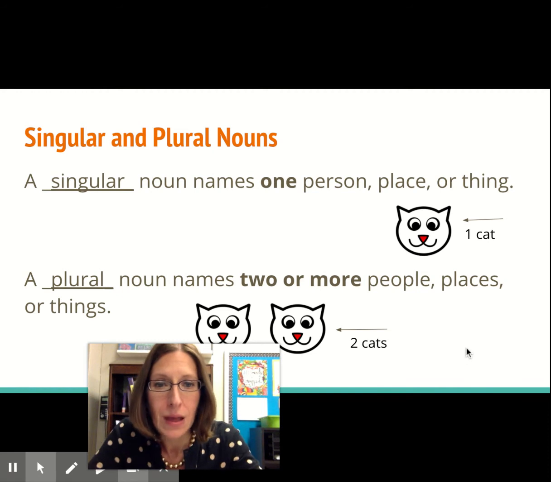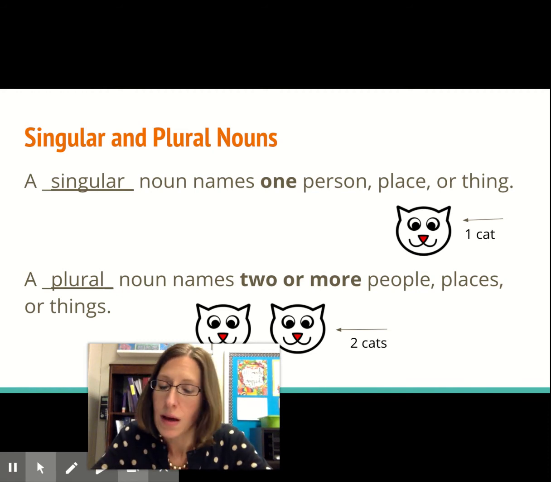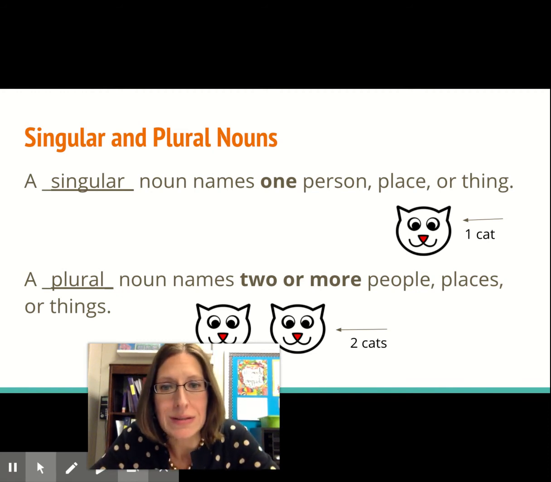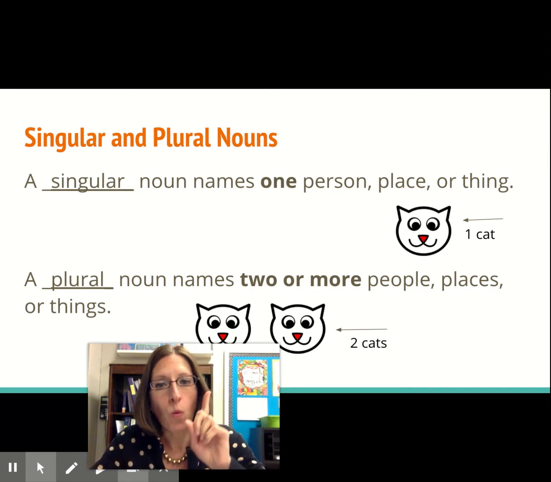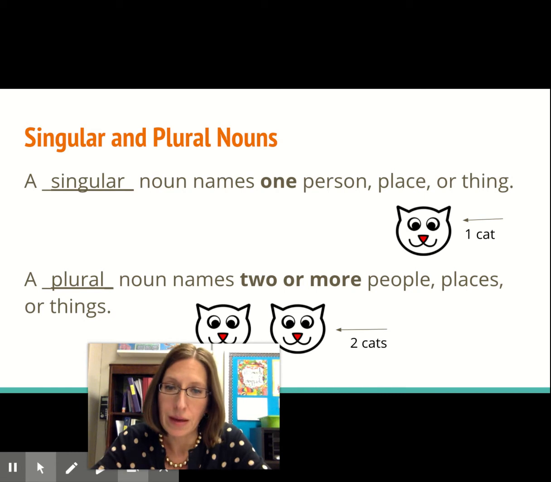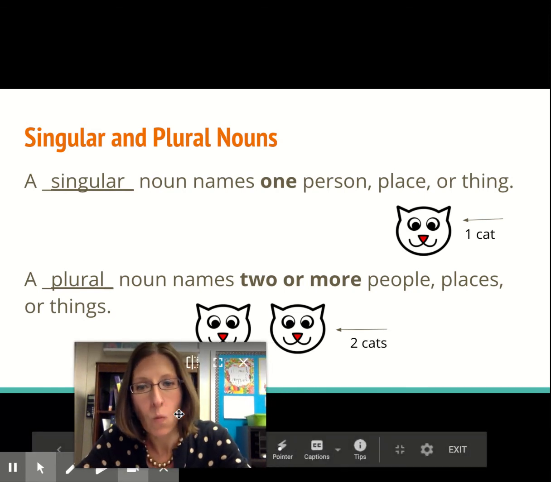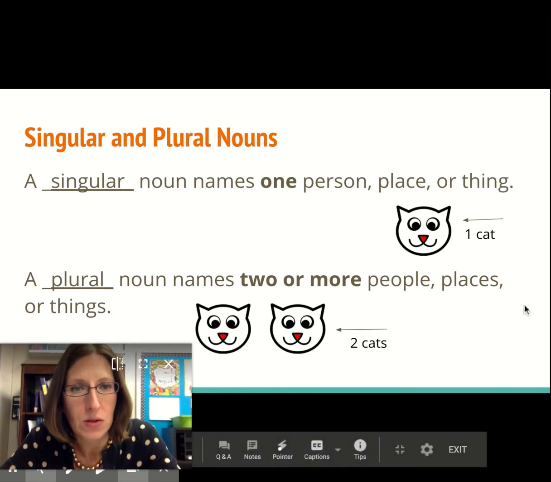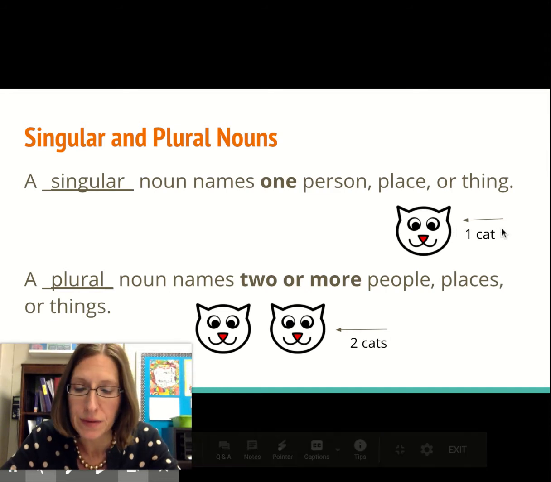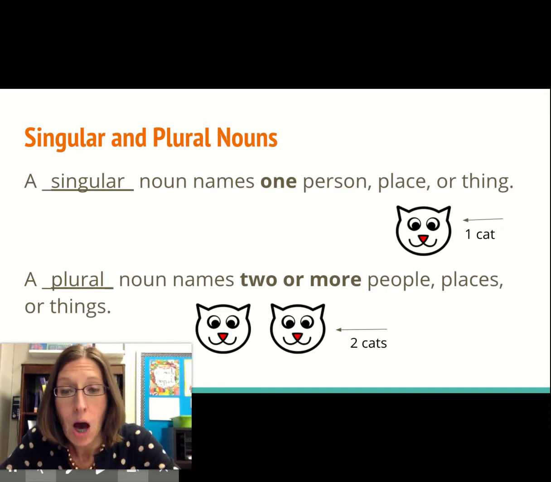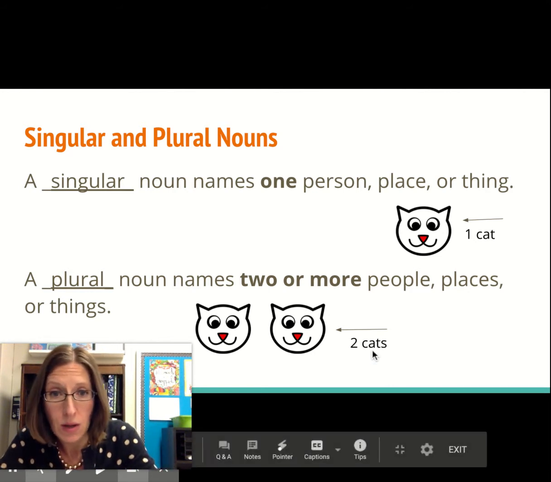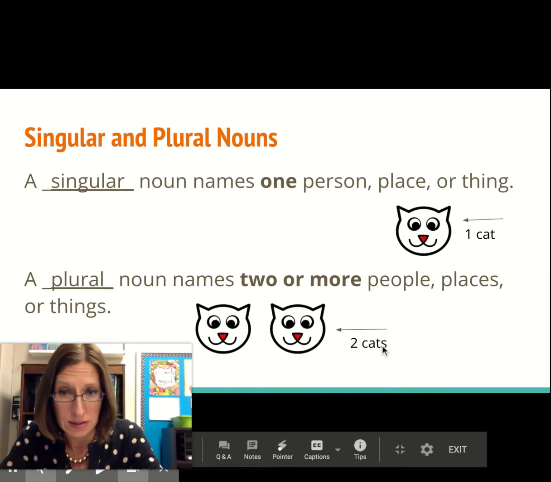Now we're going to learn about some other kinds of nouns called singular and plural. A singular noun names one person, place, or thing. So for example, one cat. There's one cat. Singular. Singular means one. A plural noun names two or more people, places, or things. So here we have two cats.